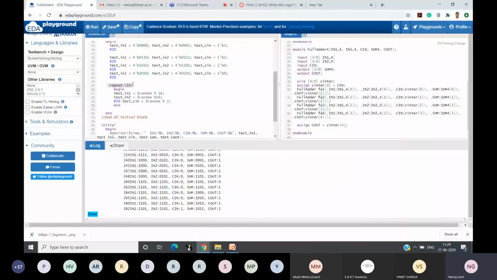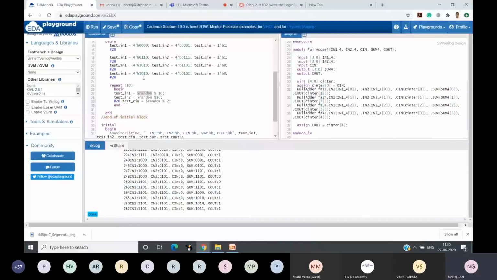Verilog intrinsically provides this $random function. This $random returns a 32-bit random number to you. Now, using this ampersand or mod 16, it would return actually only a 4-bit number. This way I am able to give a 4-bit random number to test input 1, and similarly a 4-bit random number to test input 2 and a 1-bit random number to test Cin. And then I went ahead and simulated it.